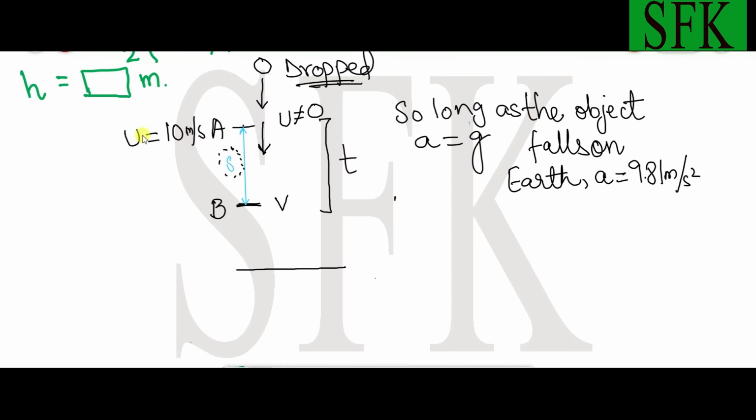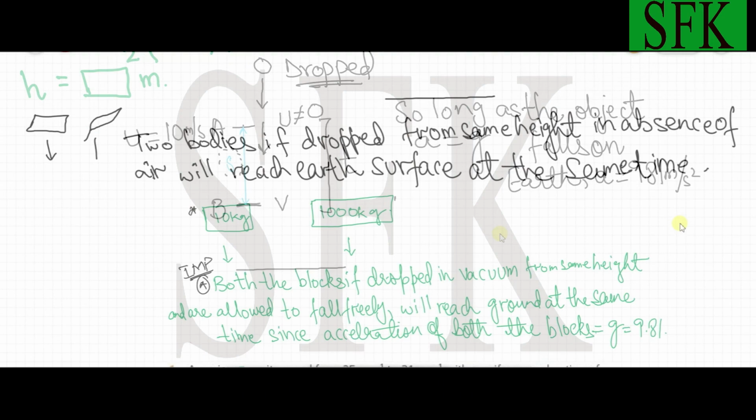This is an important point: whenever the term dropped is used, and only dropped is used, its initial velocity is zero. But when a case like this is given, where the timer starts after the ball has traveled some distance, then its initial velocity is not going to be zero. And one more thing, so long as the object falls on Earth, its acceleration is 9.81.